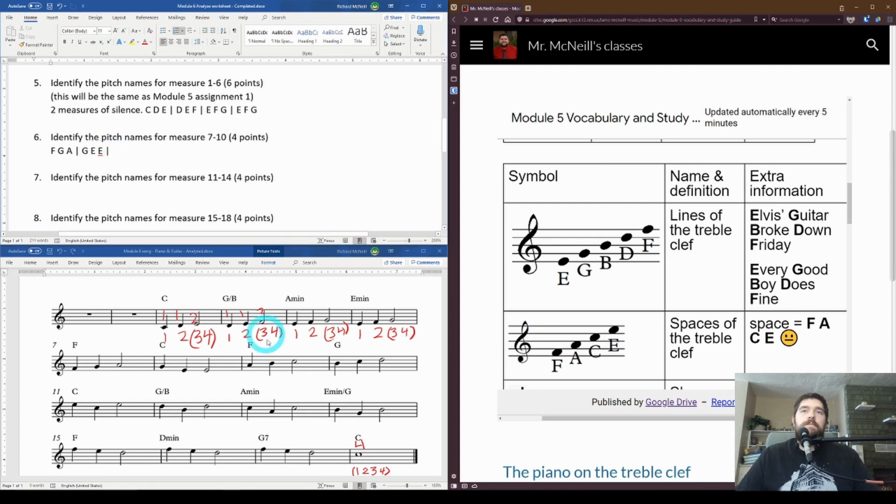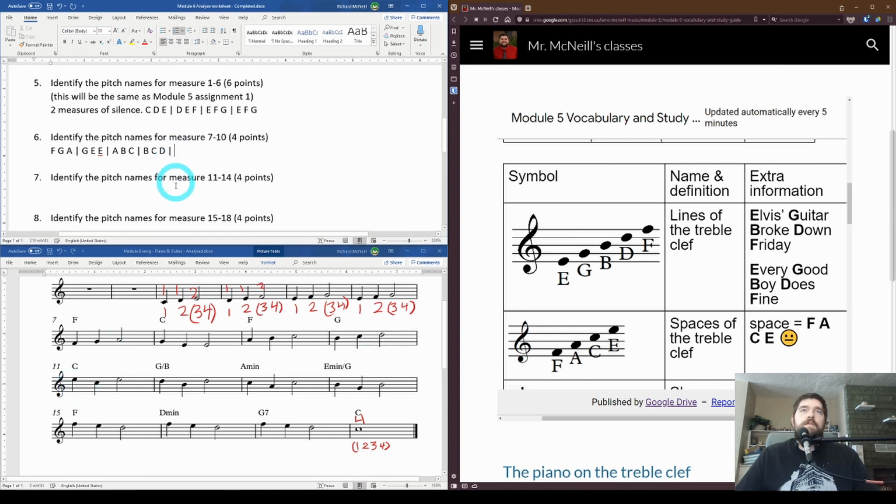New measure. Now we have the second letter of FACE, A. Then Elvis's guitar broke, the third letter of FACE. New measure. Elvis's guitar broke, the third letter of FACE, Elvis's guitar broke down. And this one is a new note on the fourth space, so it is F-A-C-E.